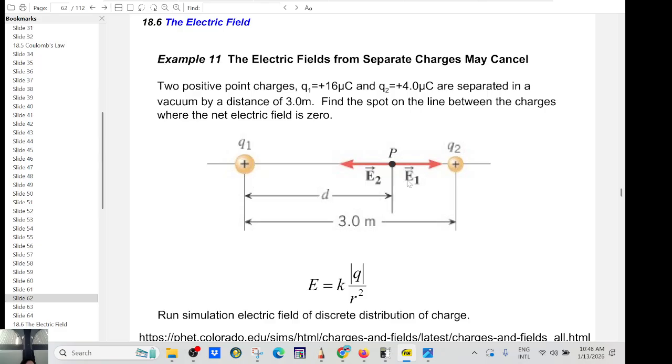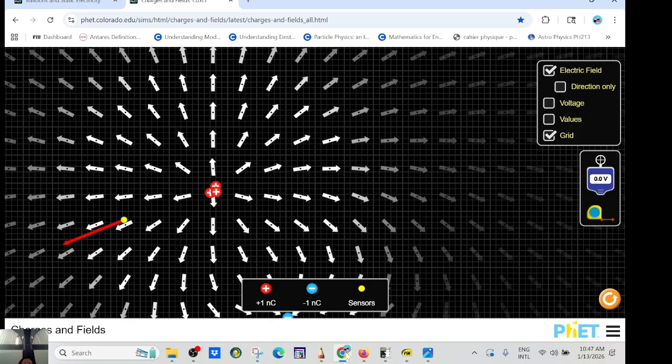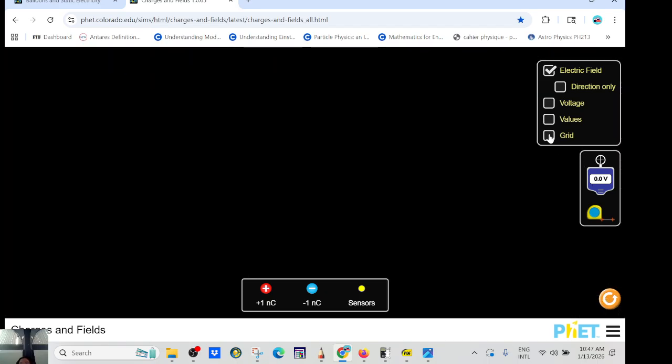Okay, let's try to do this one. You can guess the answer. But let's do the computation. You have 4 times the charge and then this one. So this one is 4, this one is 16. And you want to find the point where the electric field equals 0. So typical question for a test. So let's try to simulate.